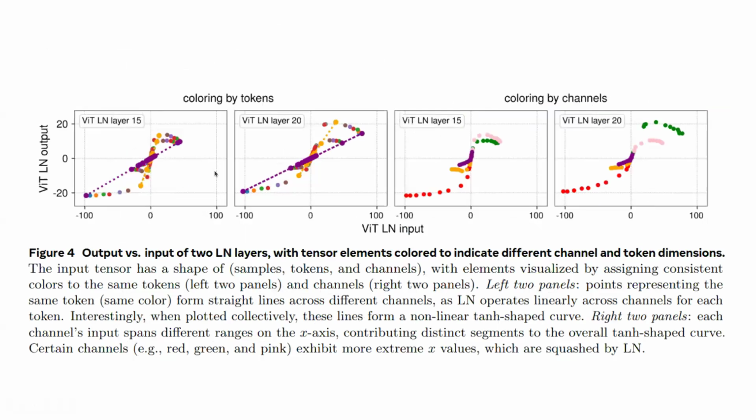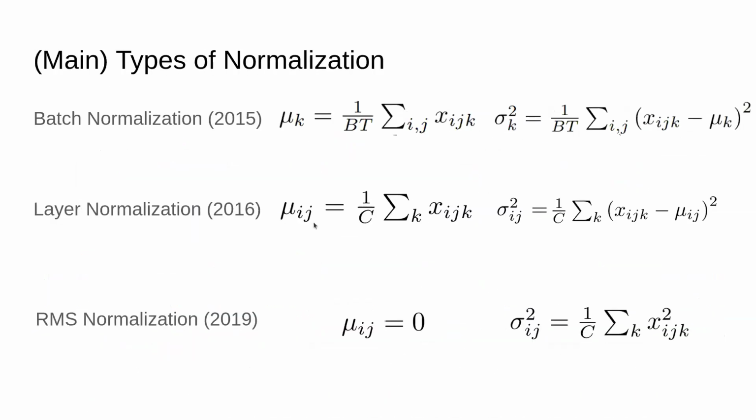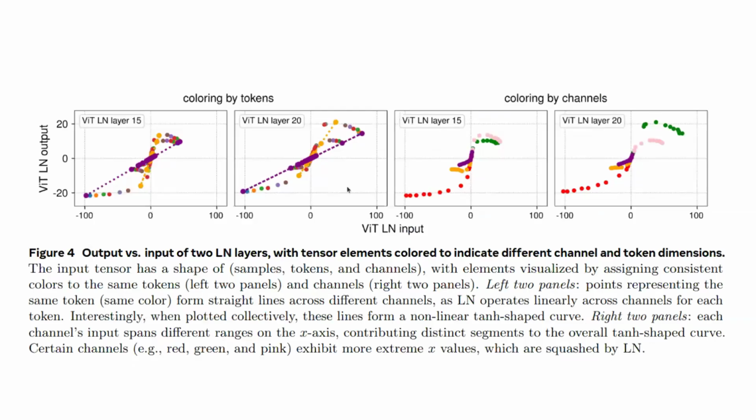What they did is they did the same plots, but for values that belong to the same token, they put the same color. And you can see that the operation for an individual token is linear because the layer norm is averaged over the channels. So the operation will be linear for an individual token. It's not that important to understand this, but it's just a point they make.